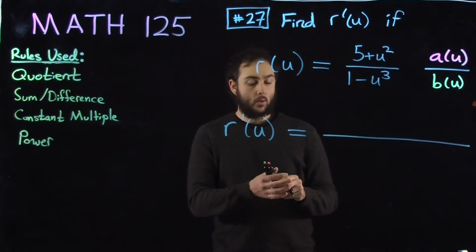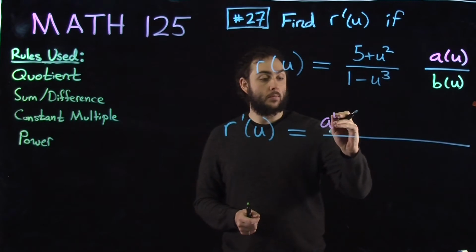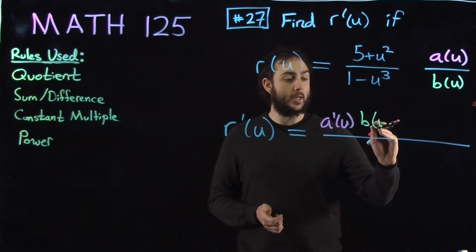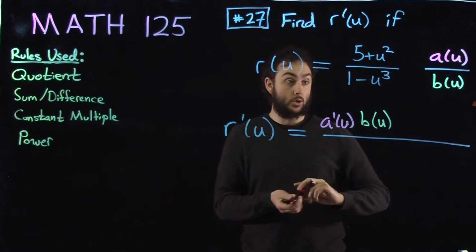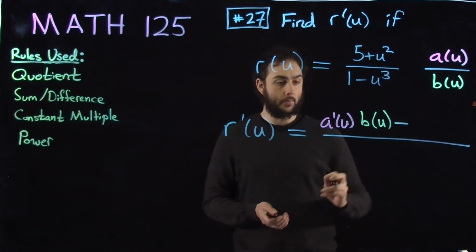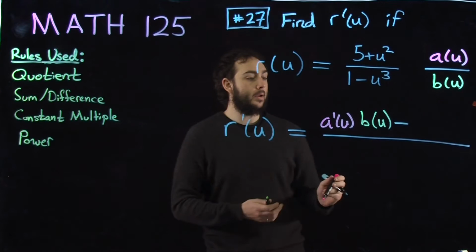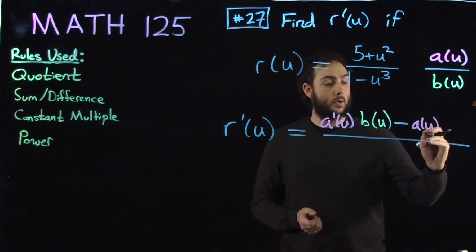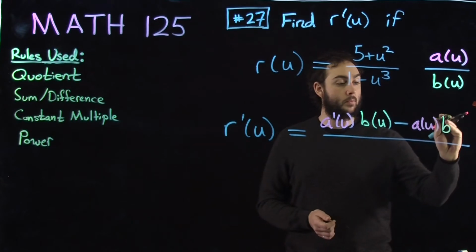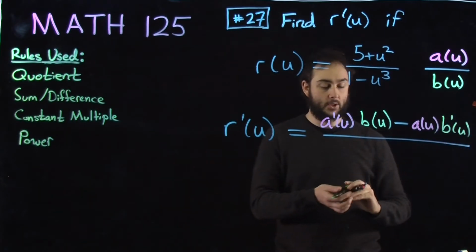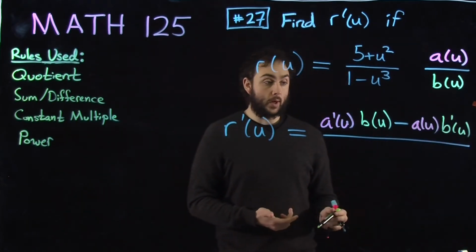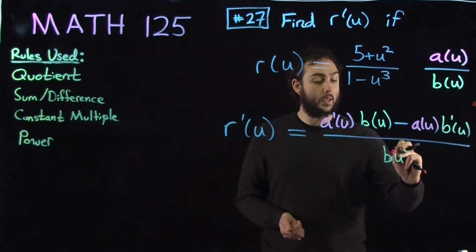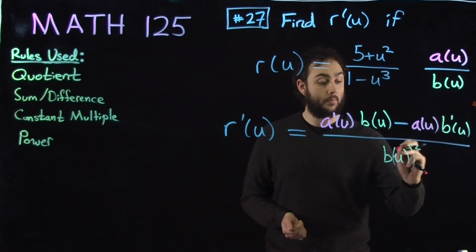Our numerator will be a prime of u times b of u completely unchanged. Be sure you put the minus here in the middle. And then similarly, it will look like a of u times b prime of u unchanged. That's the numerator. And for the denominator, you simply write b of u squared.